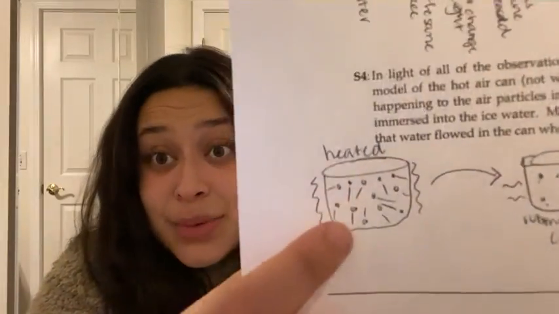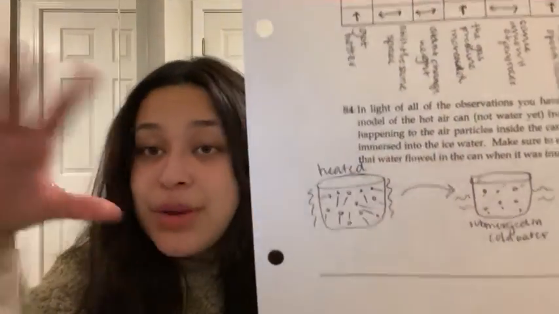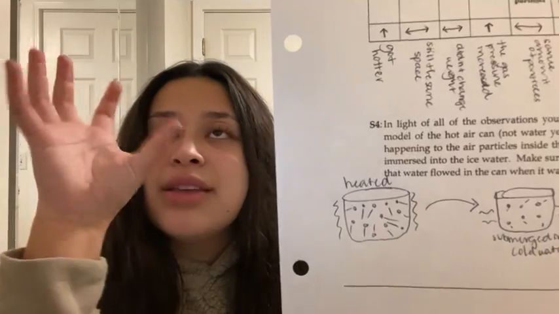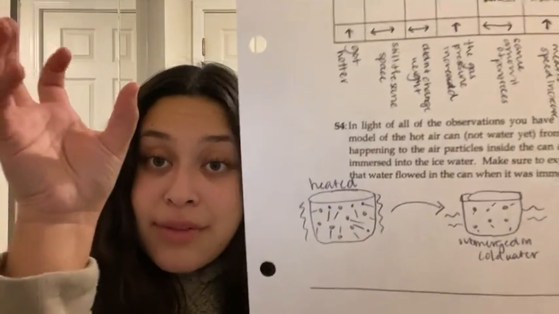And for S4, it says, in light of the observations you have made thus far, revise your model of the hot air can. Draw what is happening to the air particles inside of the can after it has been heated and when it is immersed into water. So the can right here, this is just when it's being heated. So the particles are moving around like crazy. The can is just full of the hot air.